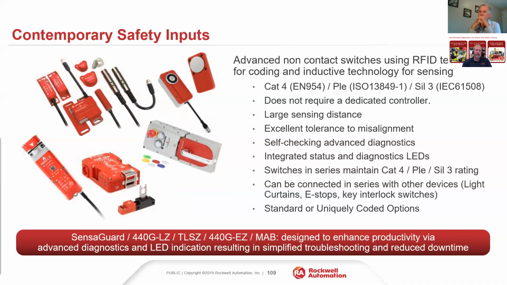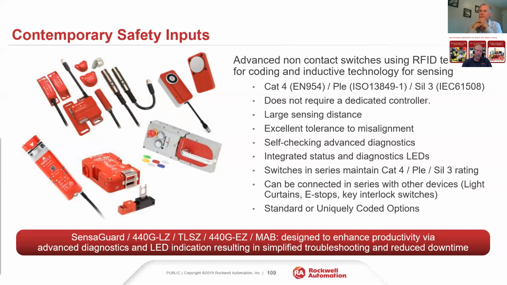The contemporary safety inputs, a collection of those door interlock devices, is in front of you here. And these all use an advanced technology in safety, which is RFID, right? So we're using the RFID technology for the coding, and we actually use inductive coils for sensing that the actuators are in place, but the RFID technology is what we utilize to maintain that safety signature, if you want to call it that, for the switch. So we know that that actuator is in front of that switch.